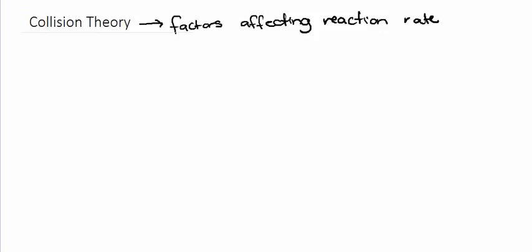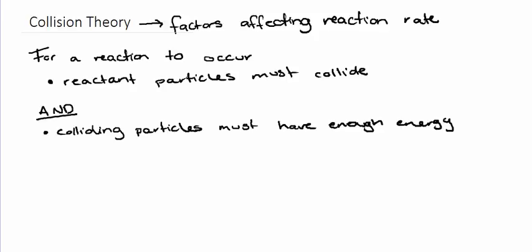In this video, we're going to have a look at collision theory, and we're going to use it to describe and explain the factors that can affect reaction rate. Very simply, collision theory states that for a reaction to occur, reactant particles must collide, and also when particles collide, they must have enough energy. Now, when we say enough energy, that refers to the activation energy of the reaction.